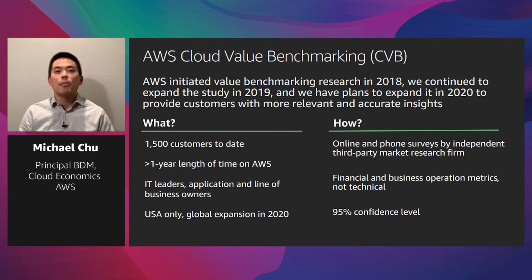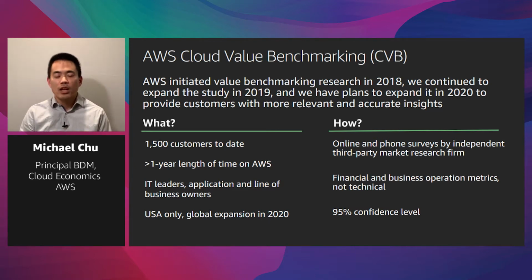To help customers build top-down benchmarking business cases, AWS conducted benchmarking research in 2018 and 2019. We have data from over 1,500 AWS customers about their KPI performance before and after migration to AWS. The study was conducted by a third-party market research firm, utilizes 95% confidence intervals, and is double-blind, meaning the respondent doesn't know that the data is being provided back to AWS, nor does AWS have PII or identifiable information about the respondent.